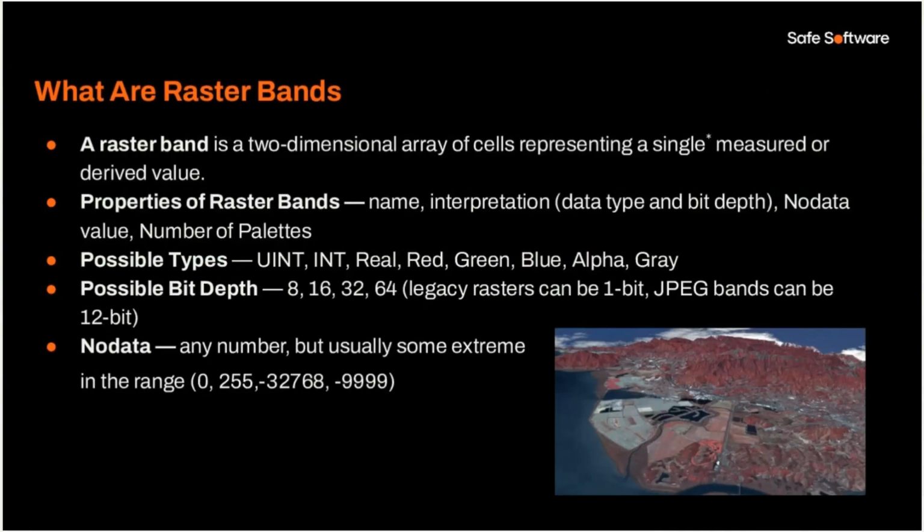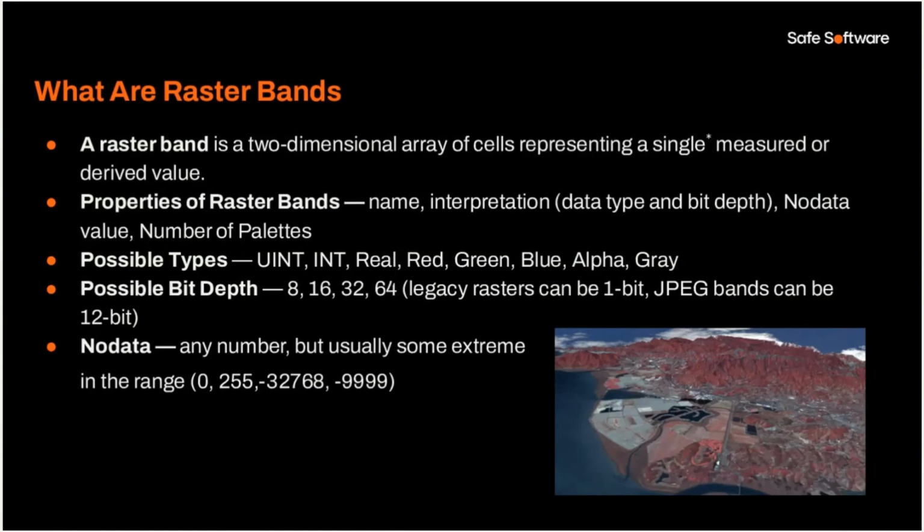So you might come across older or legacy rasters that could be 1-bit. It's rare, but it still might happen. And then some format specific things. JPEG actually only supports up to 12-bit instead of 16-bit. And it's important to be aware of these things when you're translating to JPEG so you don't lose any data.